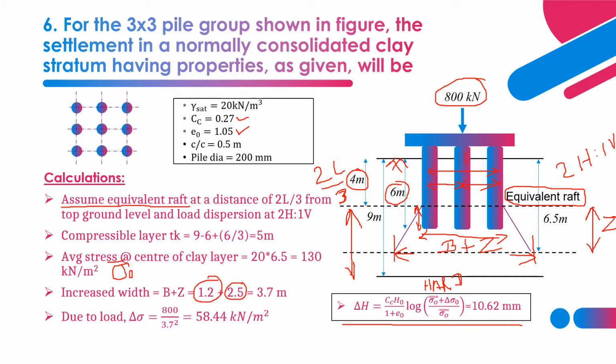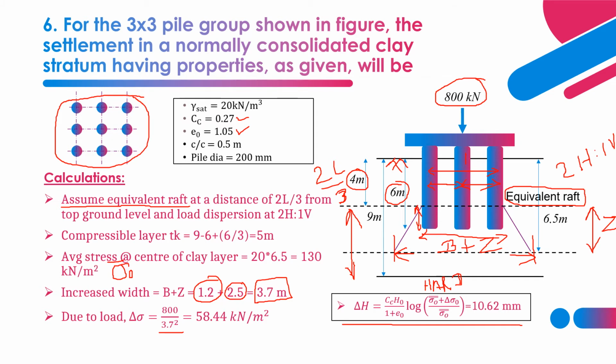This is the Z value. Z is 2.5. So B plus Z, that is the increased width, is 3.7 meter for the equivalent raft. So due to load, what is the increase in pressure? Del sigma is equal to 800 divided by the increased width area, and because this is a square plan, we are just squaring the increased width, that is 3.7 square.